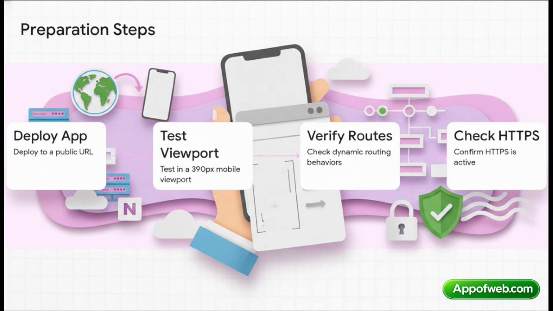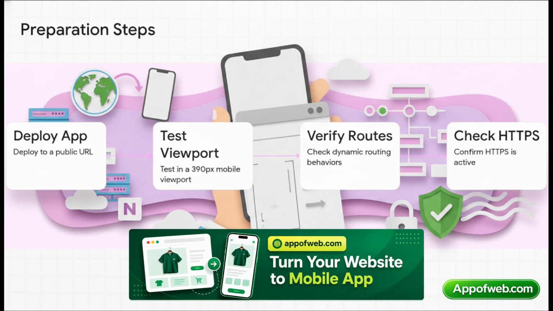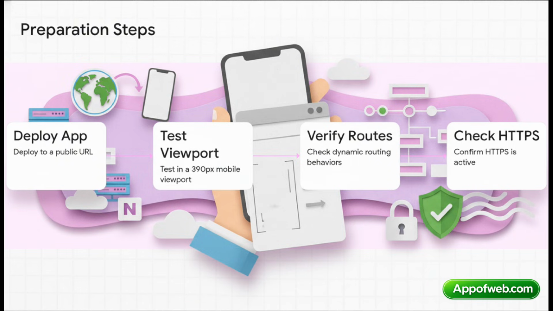Your Next.js app needs to be live on a public URL, something like Vercel or Netlify. A localhost URL just isn't going to cut it. Second, and I can't stress this enough, this is absolutely critical. You must test your site in a 390-pixel mobile viewport using Chrome DevTools. Layout quirks that you barely notice on a giant desktop monitor will be glaringly obvious inside a narrow mobile WebView. Third, you need to verify your dynamic routing behaviors, because WebView apps follow links just a tiny bit differently than standard browsers. Finally, confirm that HTTPS is active. Android strictly enforces encrypted connections for WebViews, so that's non-negotiable.